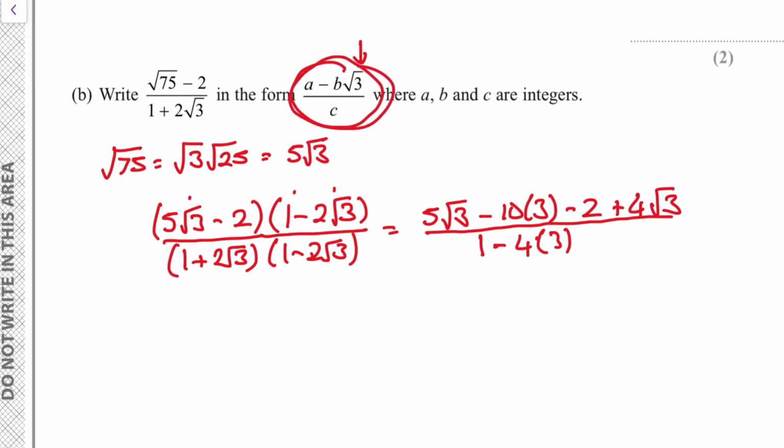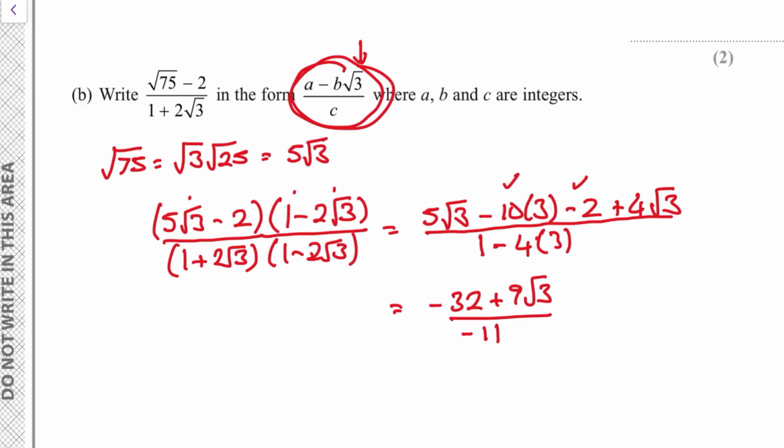Remember what I'm trying to get to. Always keep this in the back of your head so it looks something like this. Let's now collect. So minus 10 times 3 is minus 30, minus another 2 is minus 32. And then 5 root 3 plus another 4 root 3 is 9 root 3s. And all of this is divided by 1 minus 12, which is 11 negative.